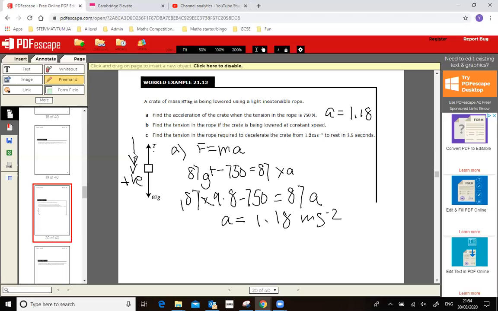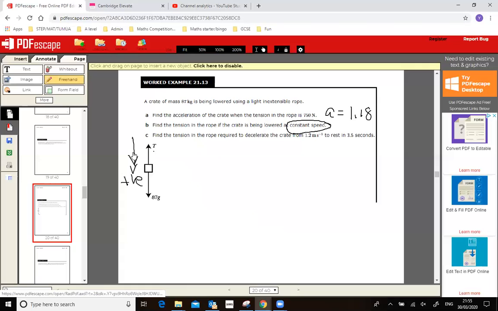Right, let's have a look at part B. Part B, find the tension in the rope if the crate is being lowered at a constant speed. Now, constant speed, this is quite important. We have looked at this in a previous section as well. If it's traveling at a constant speed, that means there's no acceleration. So acceleration a equals 0. Let me write out this section so we have some space. Okay, part B, so we now know that a equals 0.